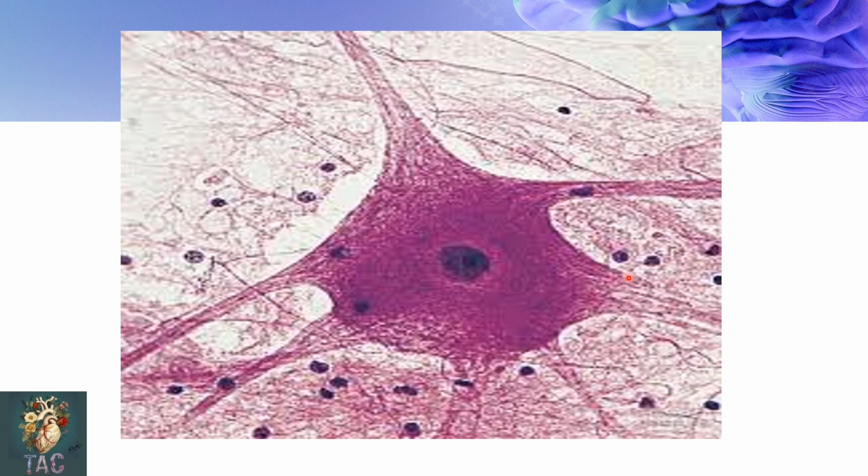These are the processes of the neuronal cell body. These may be dendrites, may be axons. In an H&E stained section, it is difficult to differentiate between the axons and the dendrites.